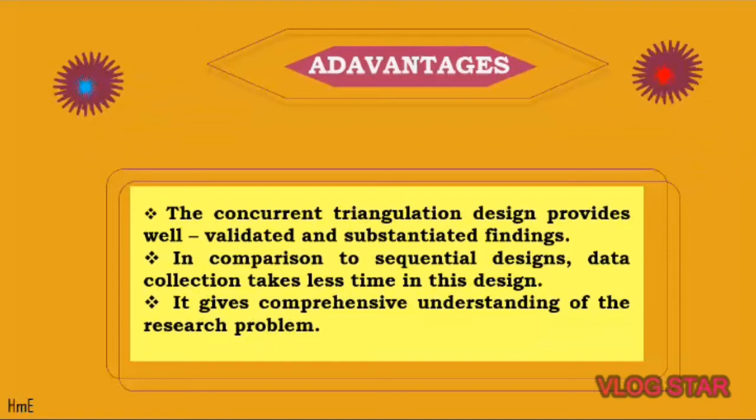The first, the concurrent triangulation design provides well-validated and substantiated findings. So this design can give very valid, confirmed and concrete findings, because here two methods are used, as you know, and those methods are qualitative method and quantitative method, which help the researchers to check each other's findings.